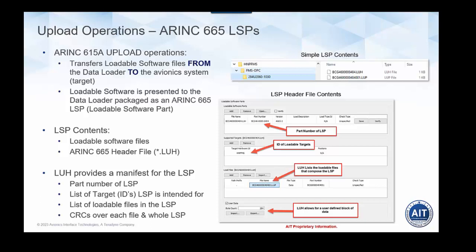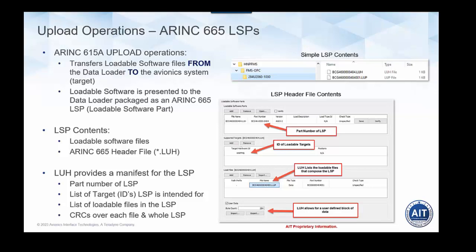Then the header file also contains the list of actual software files. This is the avionics-system-specific list of files, and then for each of those files, a part number. The screenshot here of the LSP header file contents is from one of our tools that you can use to view and construct ARINC 615 software parts. So this is a graphical view of what is inside one of these header files.